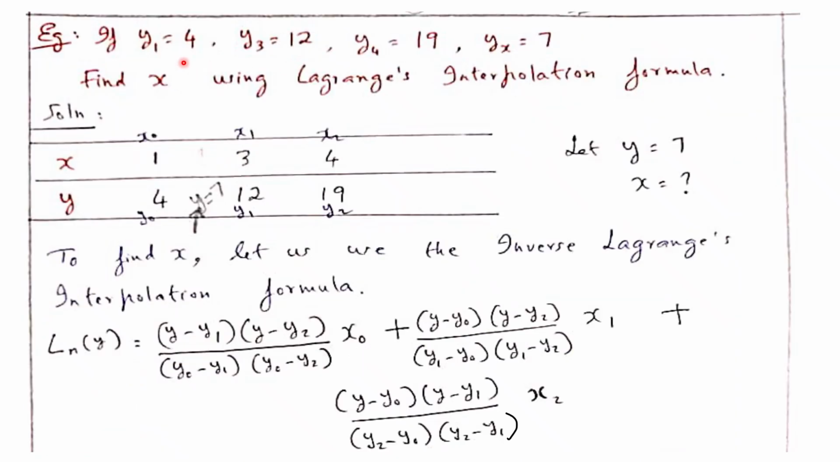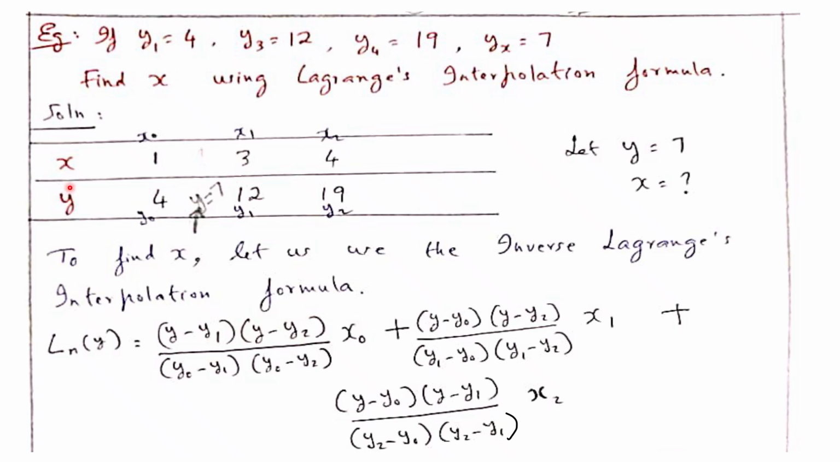Here you see, if y1 is equal to 4, y3 is equal to 12, y4 is equal to 19, yx is equal to 7, and you are asked to calculate x, find x using Lagrange's interpolation formula. Actually, the previous one was Lagrange's interpolation formula. Here it is actually like inverse Lagrange's interpolation formula. In the previous problem, the table was given. Here we have to create the table looking at the values that is given.